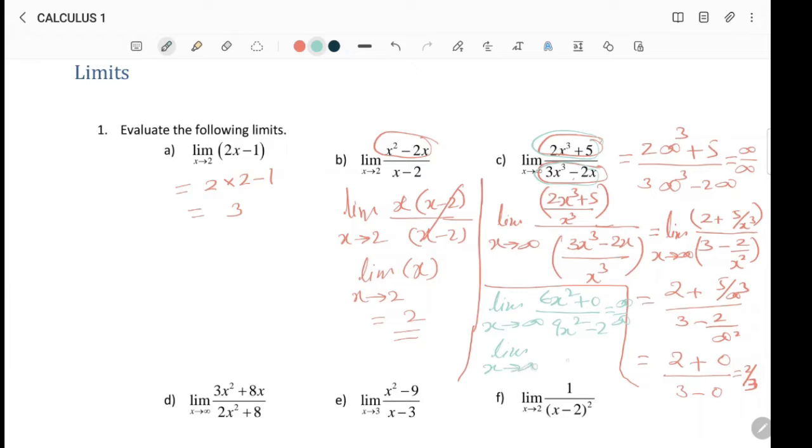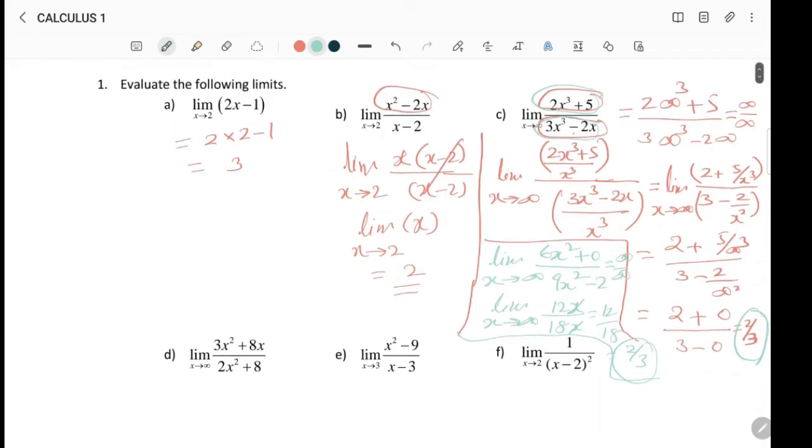So limit x tends to infinity. 6x squared differentiation is 12x, and 9x squared differentiation is 18x, right? X and x cancel, so we got 12 over 18. So if you simplify that, it would be 2 over 3. So we have seen we applied here L'Hopital's rule, or we have just solved by simplification, we got the same answer, and definitely we must get same answer.